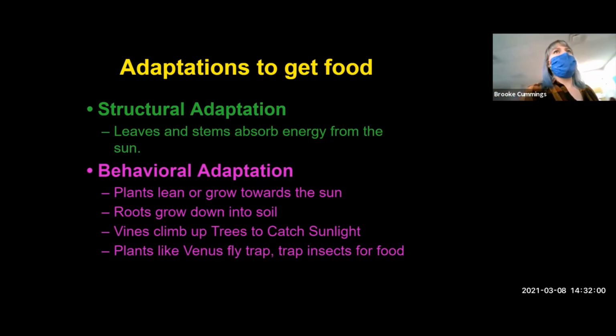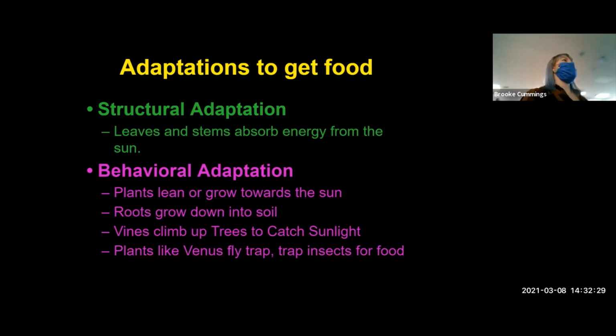Okay. Behavioral adaptations, leaning and growing towards the sun, like I just talked about, phototropism. Roots growing down into the soil, that is called geotropism. So that's the effect that gravity has on plants. So if you had a little seedling and you planted it sideways, completely sideways, after a little while, you would see that the roots grew down anyway, and the plant grew up anyway. Okay.